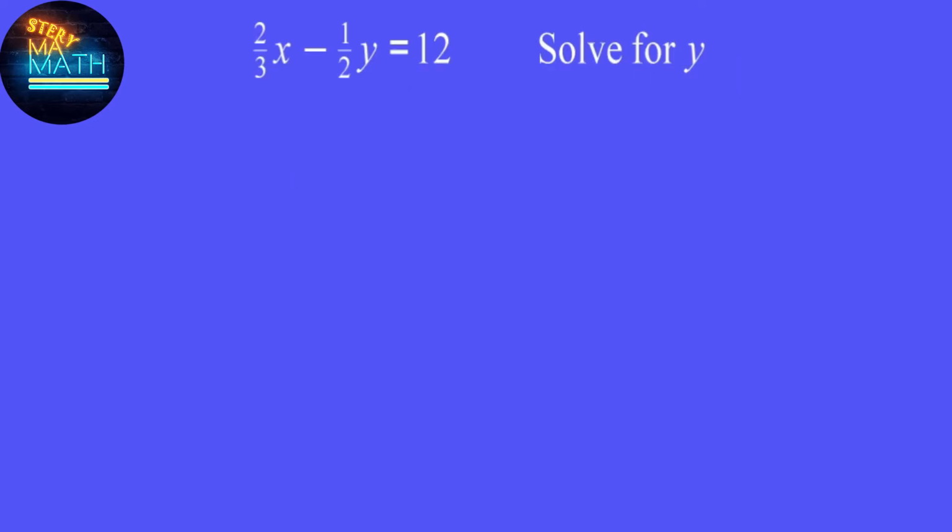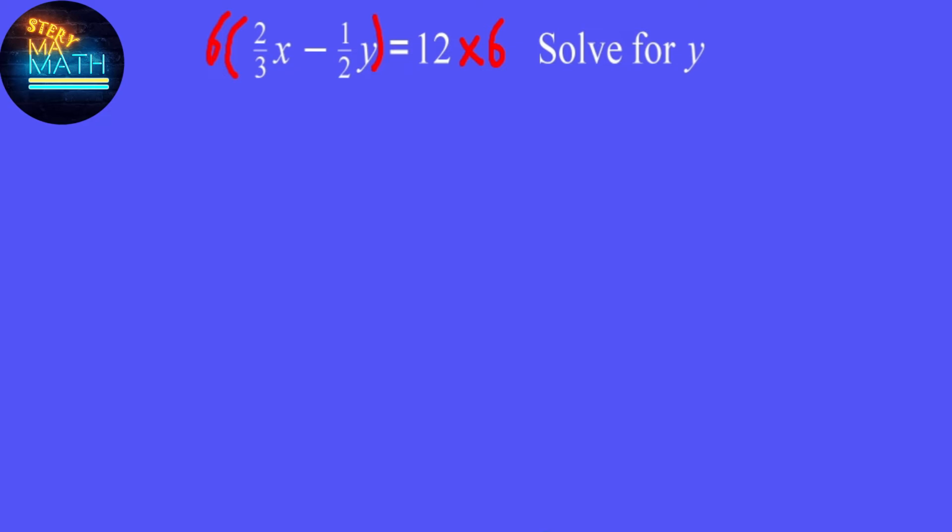2 over 3x minus 1 over 2 y is equal to 12. Now here we have denominators in the first term and in the second term. In the first term it's 2 over 3, so I want to get rid of 3. And in the second term I want to get rid of 2. So what is the lowest common denominator? Yes, it's 6. So I want to multiply both sides by 6. So here by 6, and also here by 6.